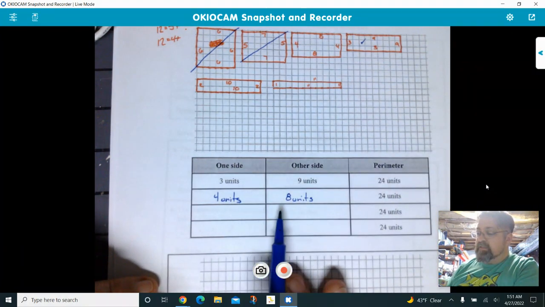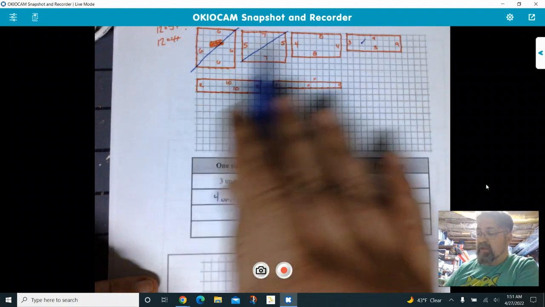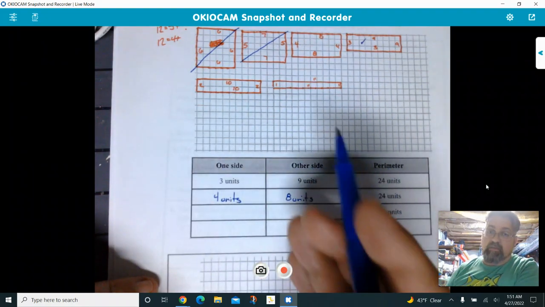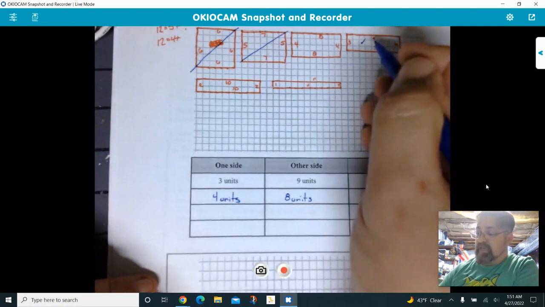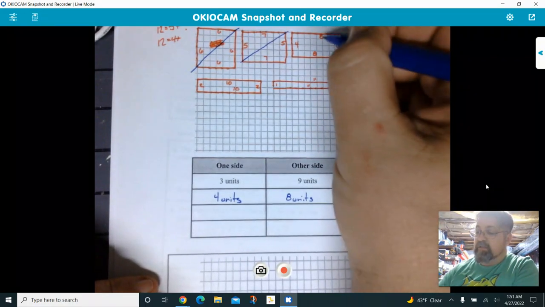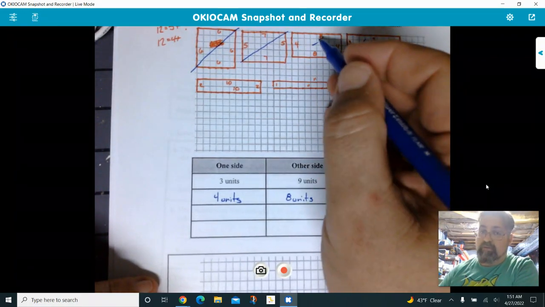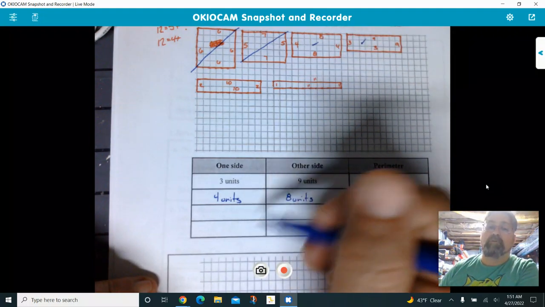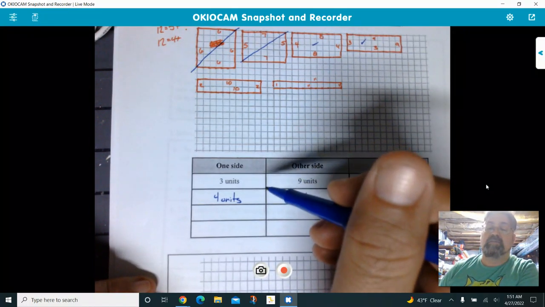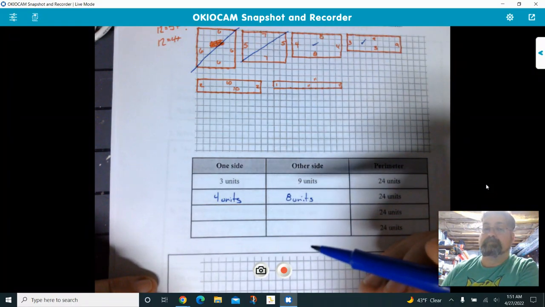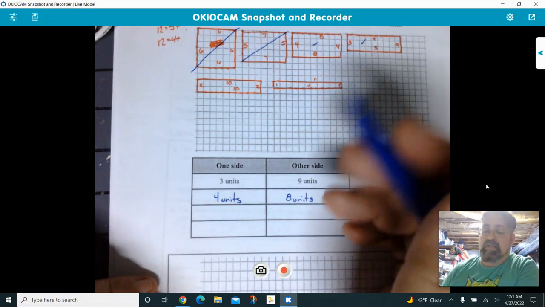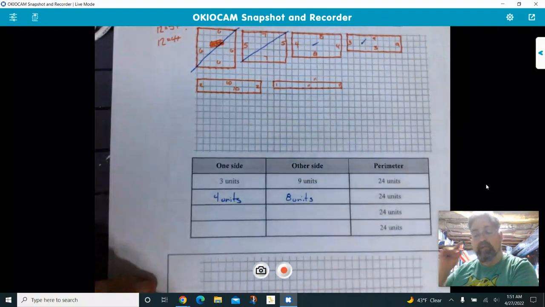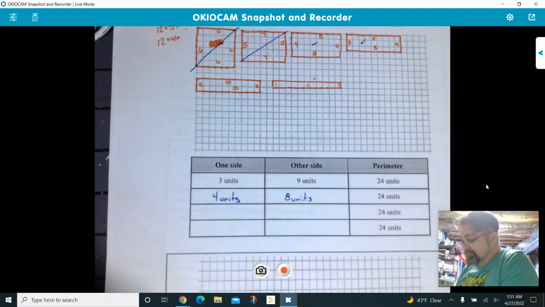So you fill in these dimensions for one of the other, well, technically 2 of the other rectangles. You can't use this one because they've already got it there. If you wrote down the same one I did, you can't use it again. So we have to have different size sides. Okay? Write down just the dimensions of 2 more rectangles. And that's got it.